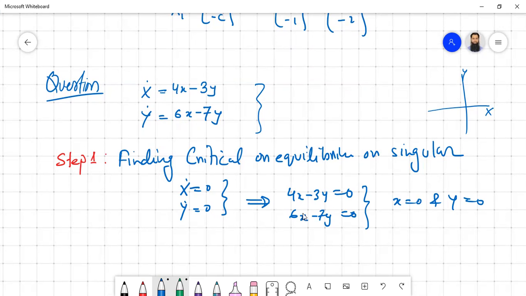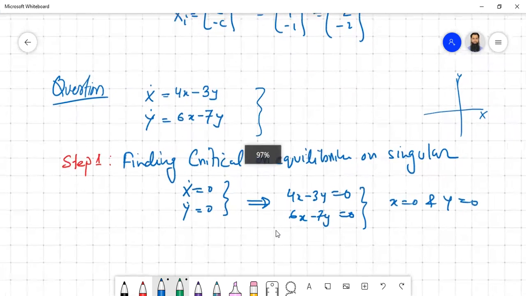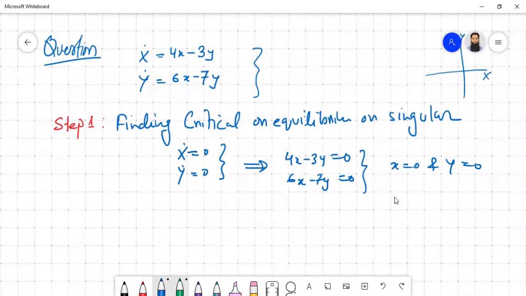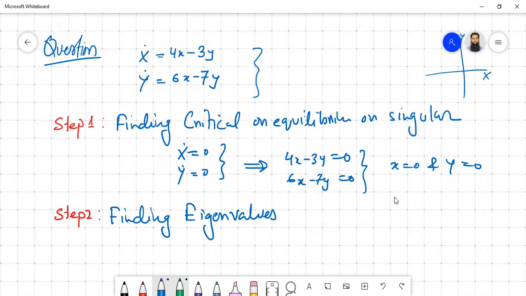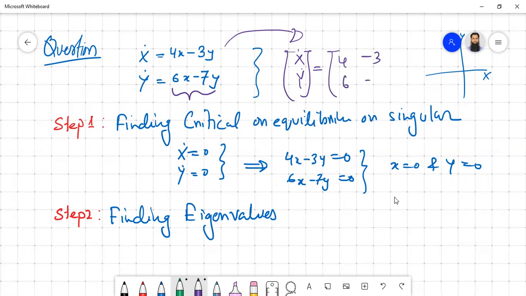The second step is finding the eigenvalues. For that we have to find the system matrix. The system matrix is already available in this equation. Basically, we can write this as x dot, y dot equal to the matrix 4, minus 3, 6, minus 7 multiplied by x and y. So this is our system matrix A.